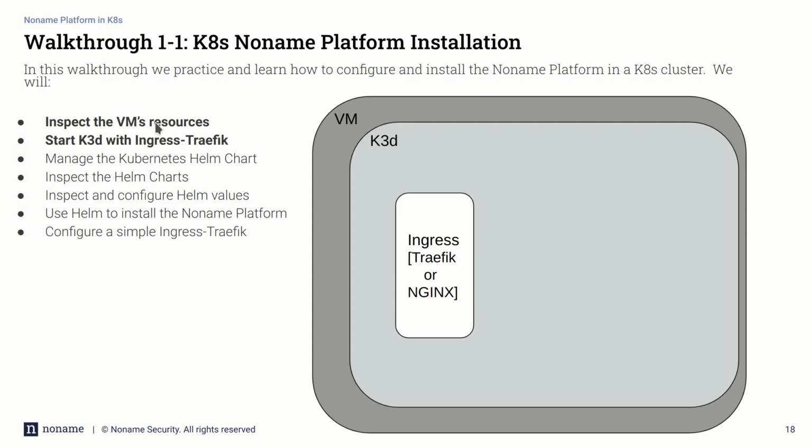We're going to validate that the resources that we have available are not up to par, right? They don't meet the recommended hardware requirements. Then we're going to start our K3D cluster with ingress traffic. In fact, it always starts, right? We don't have to do anything. The only thing we need to do is configure the ingress traffic. That's it.